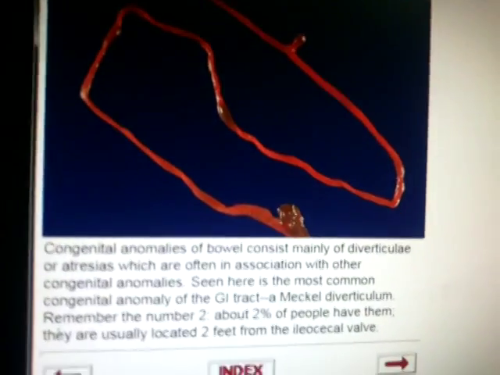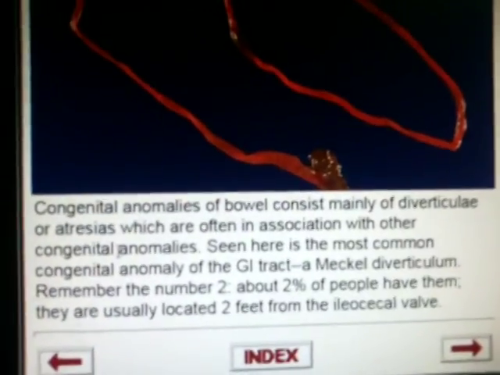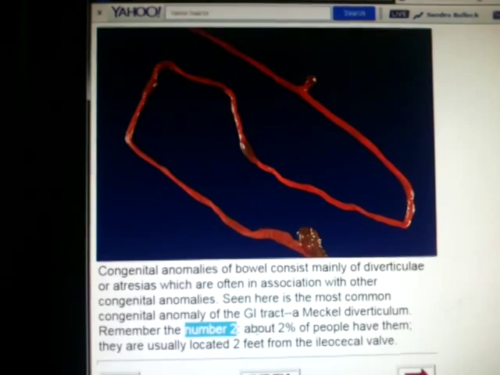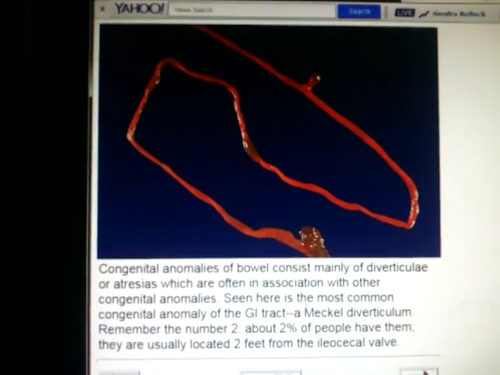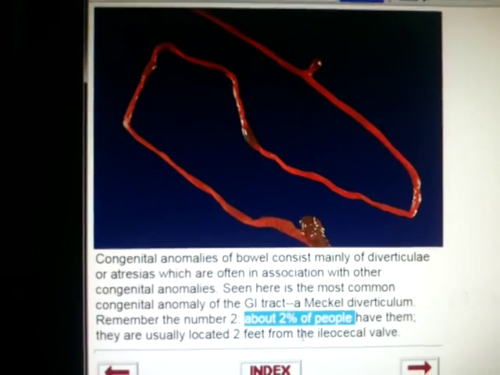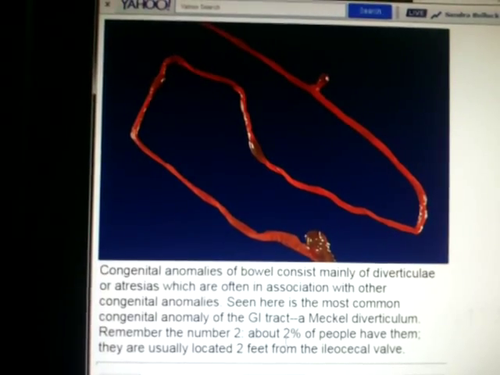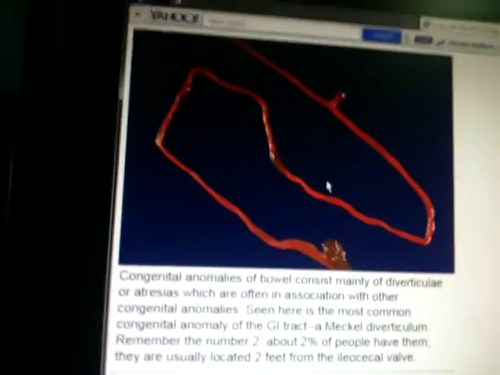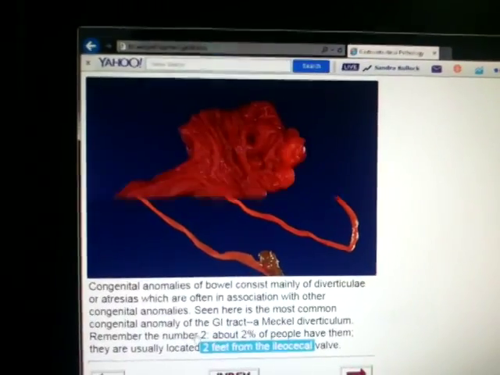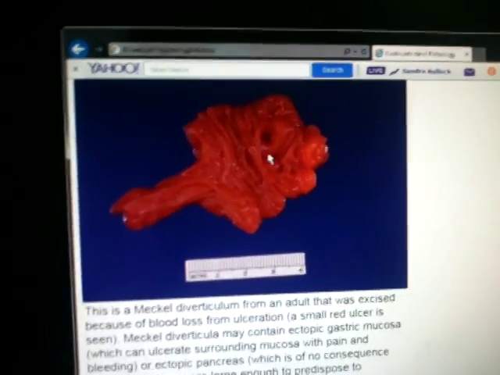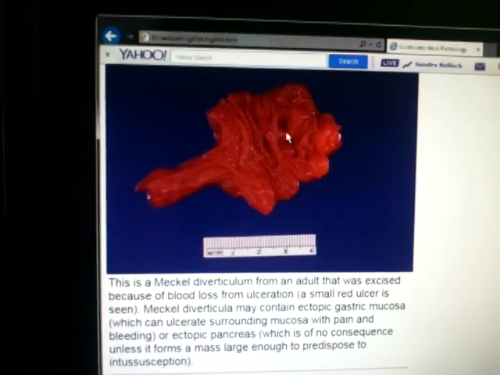Meckel diverticulum can present with symptoms mimicking acute appendicitis, and you have to memorize the rule of two in Meckel diverticulum. This congenital anomaly accounts for 2% of the population, it is usually located 2 feet from the ileocecal valve, and it usually measures 2 inches in length. So the rule of 2: 2% of population, 2 inches in length, and 2 feet from the ileocecal valve. This is another example of the Meckel diverticulum, which was excised because the patient had ulceration.